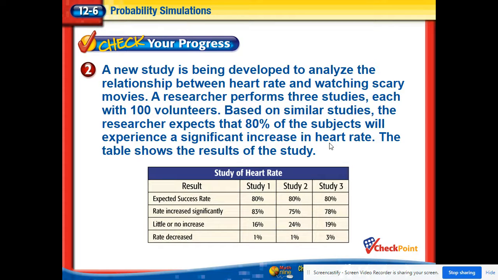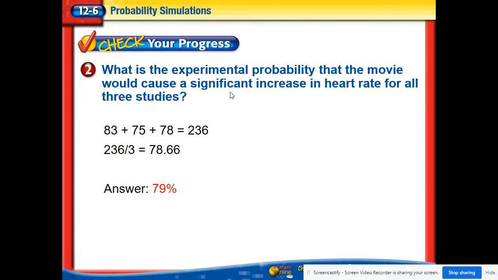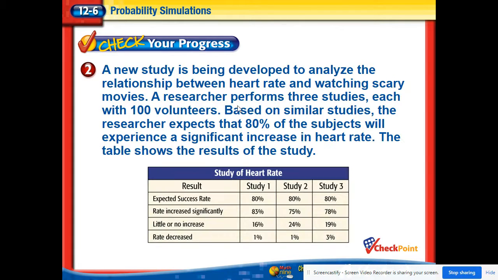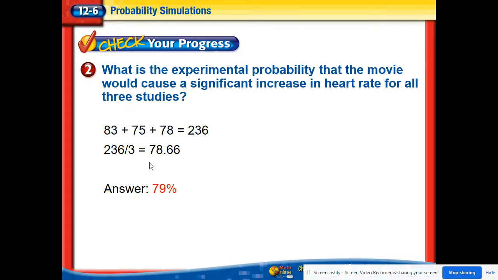Here's a different study. They were expecting 80%, and the first one went really well, and then those became underneath. And again, we can find out the probability that it helped. So we have 63, 75, and 78. There's 236, and there was 3 of those, and they were all based out of 100, so we can just go ahead and divide by 3 for 79%.